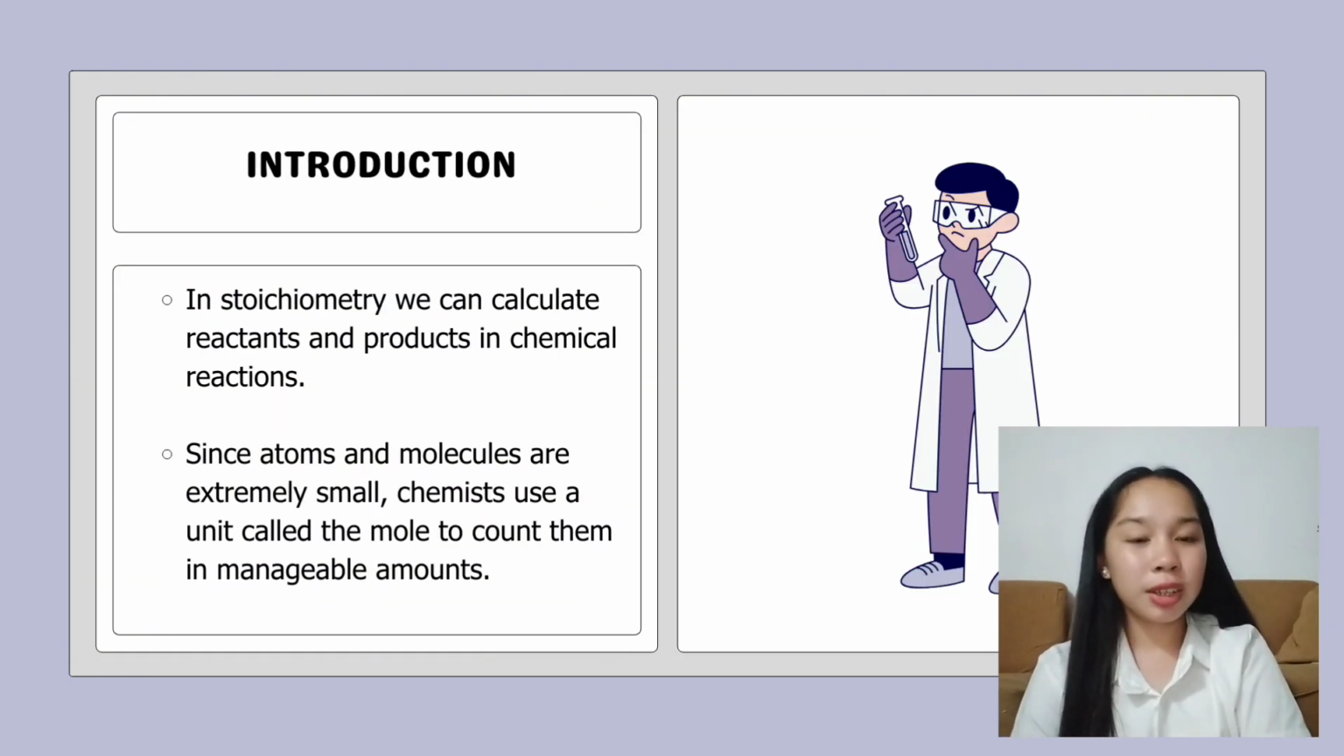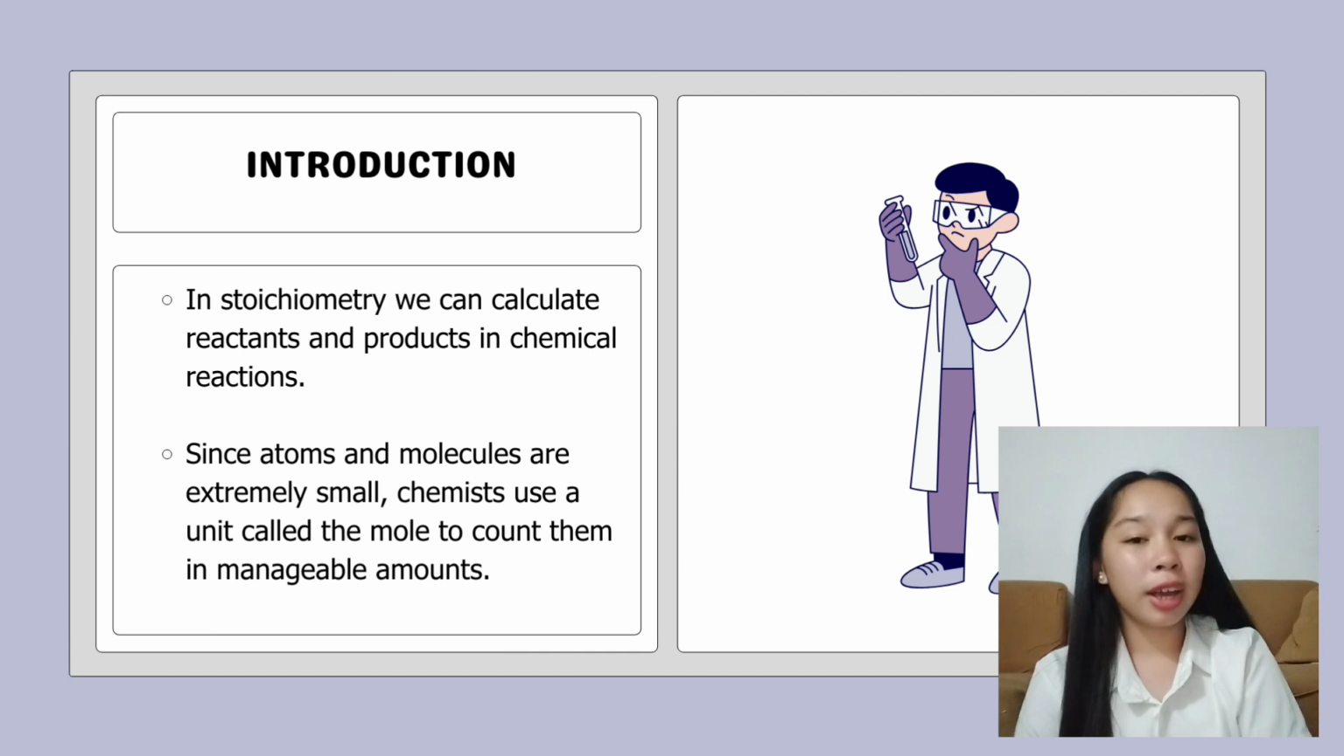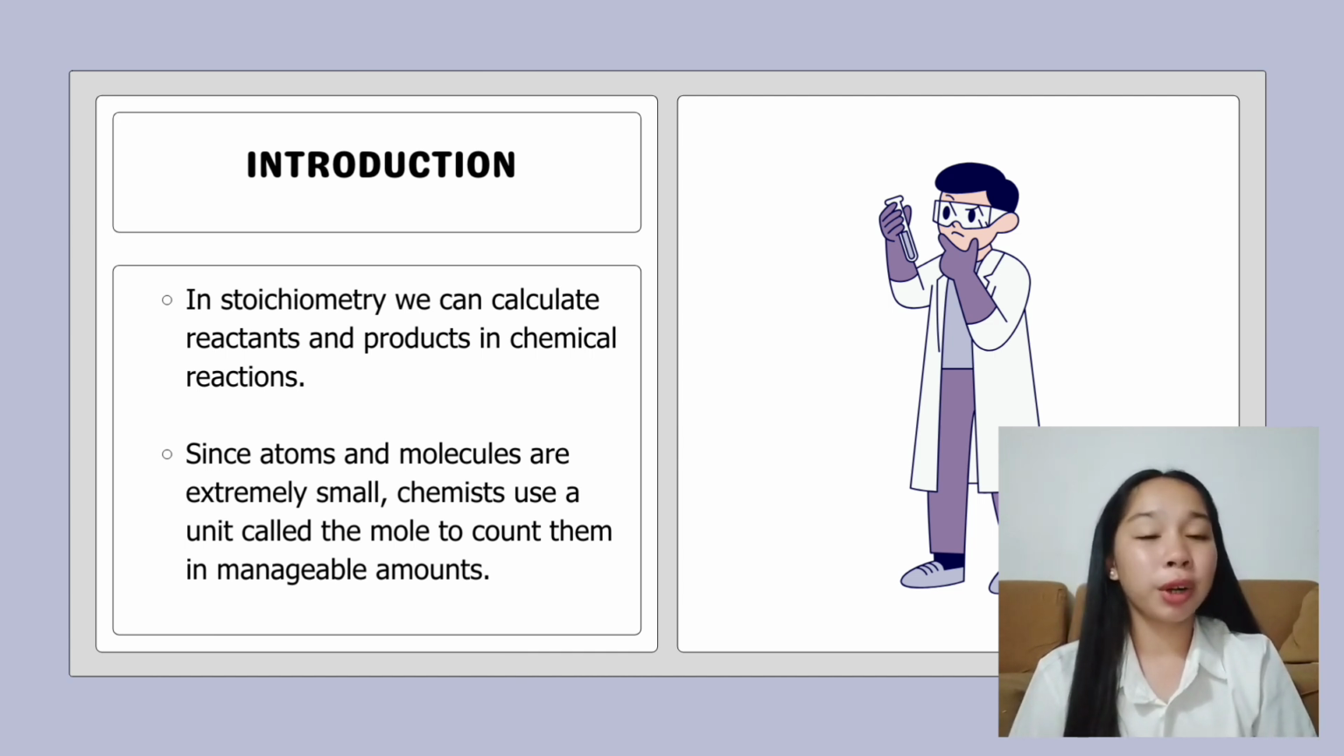In introduction, in chemistry, we need to calculate the amount of reactants and products in reactions. But since atoms are extremely small, we cannot count them individually. That's why chemists created the mole, a unit that makes counting particles easier and more practical.